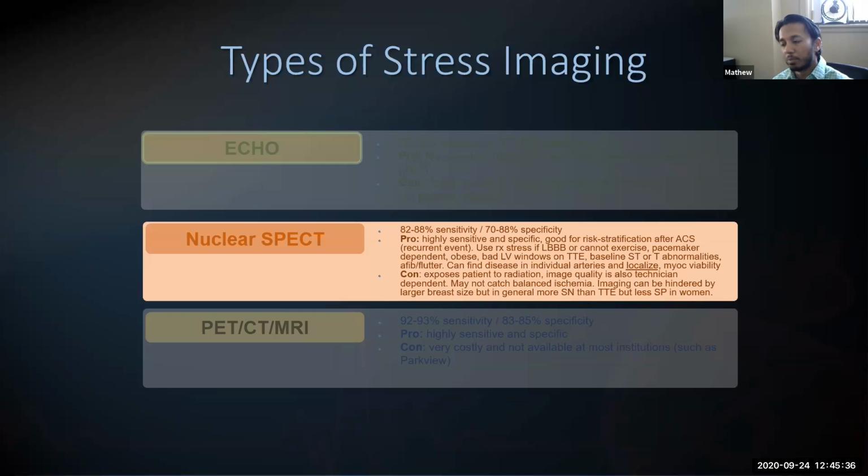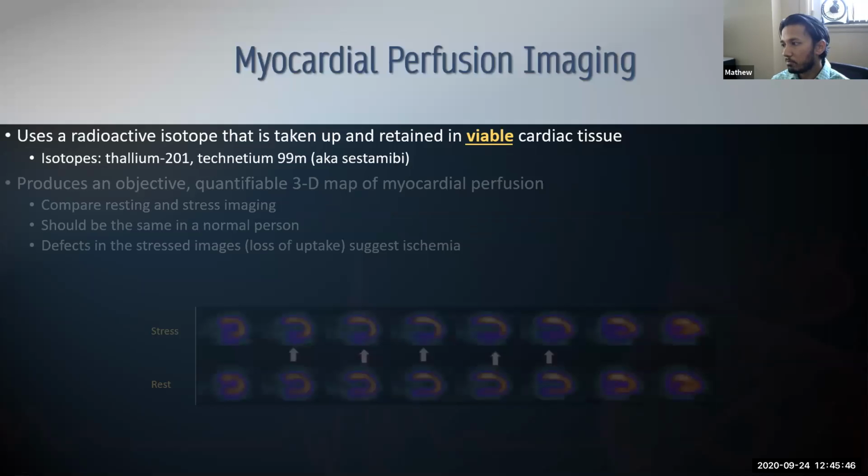You're like, hey, I don't believe this echo finding. This person, I definitely think they have it. That's when you're going to talk to your cardiologist to discuss whether you should go after an echo or angio.